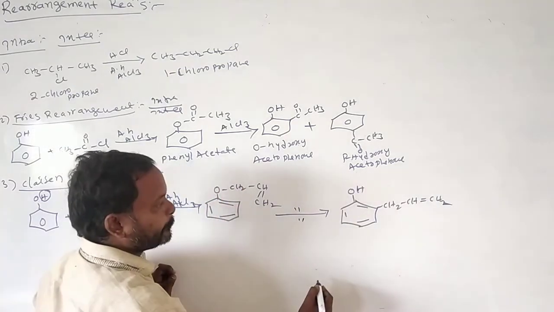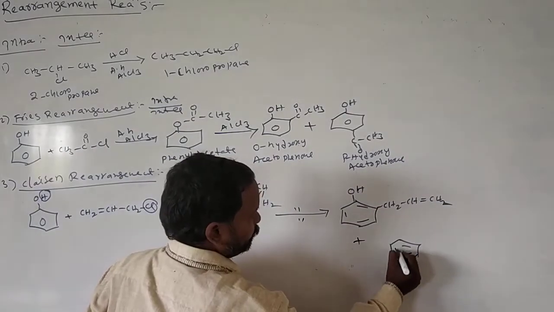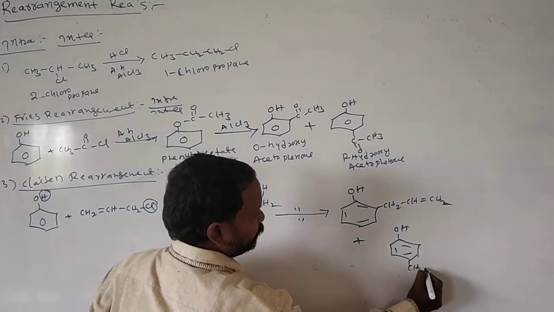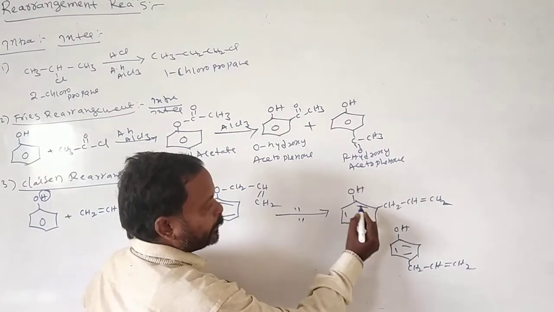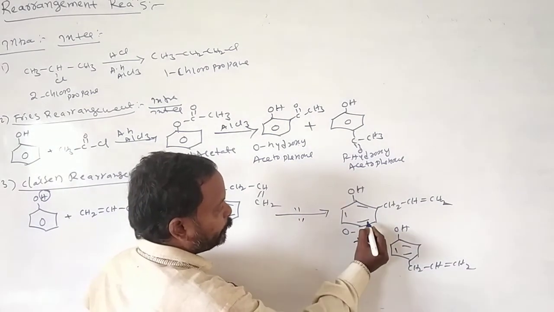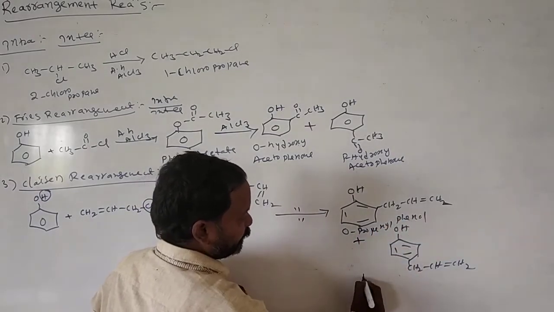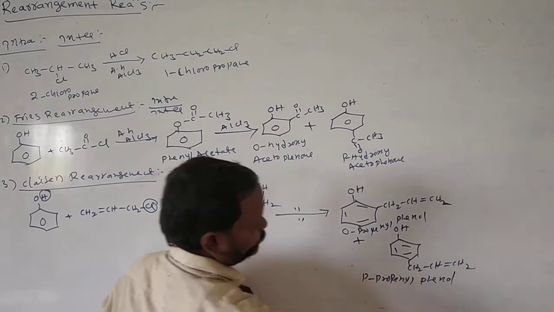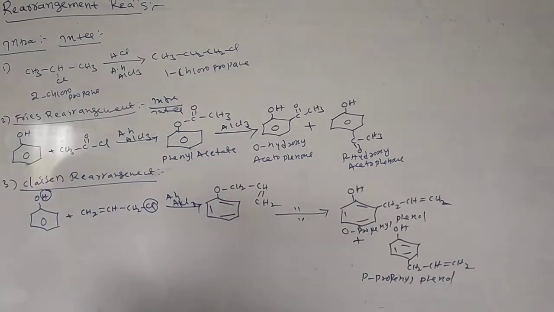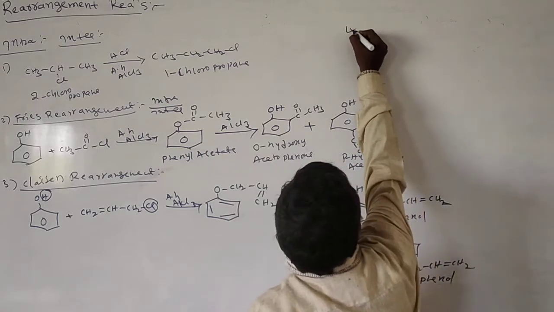What is the name of this one? Along with this, one more compound was formed, with OH, CH2, CH double bond CH2. What is the name of this one? This is ortho-propenyl phenol, and this is para-propenyl phenol. Ortho-propenyl phenol and para-propenyl phenol. This is called intramolecular rearrangement.